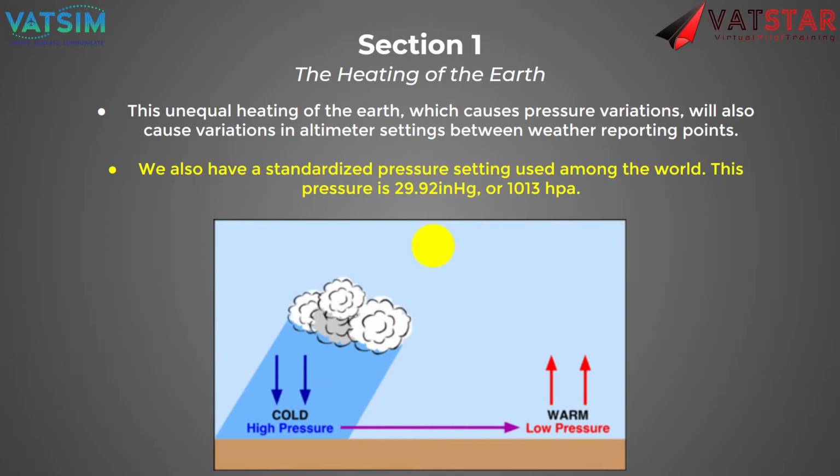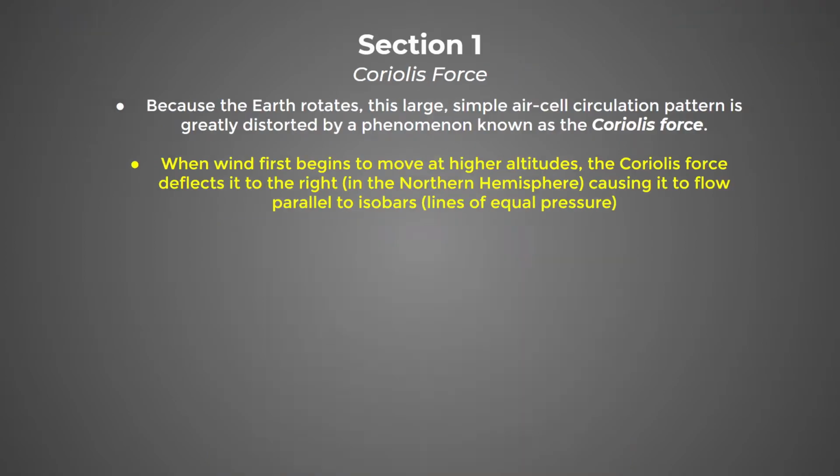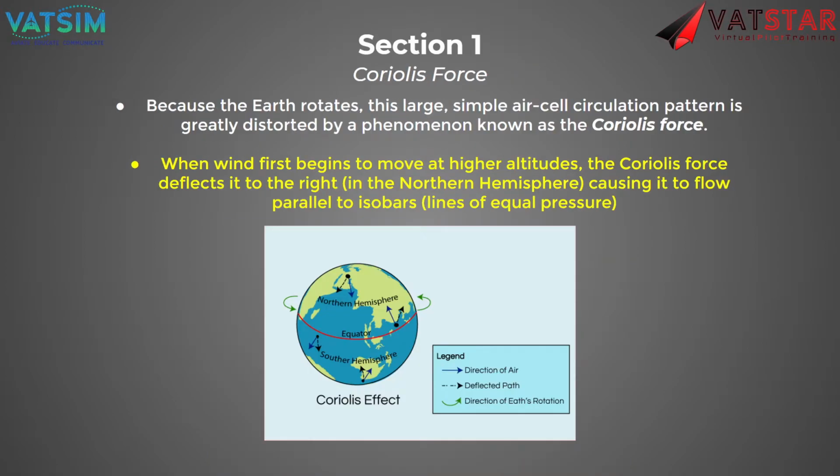Hey James. Yeah, sure. What's up? At what altitude should we switch the altimeter to 29.92? That depends per country. But if you're flying in the United States, it's 18,000 feet, flight level 180. No problem. All right.